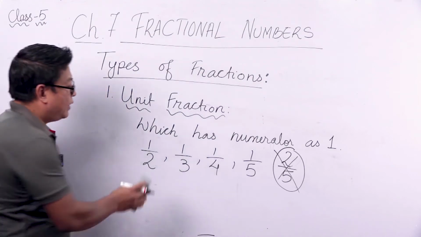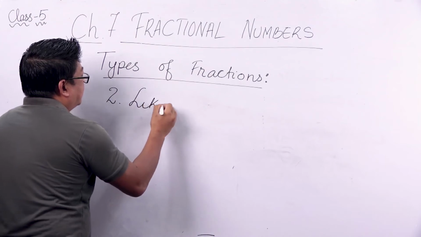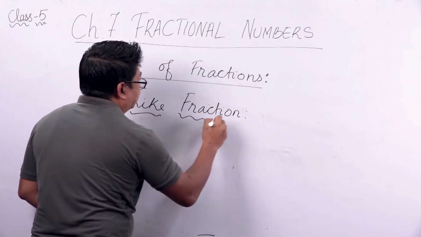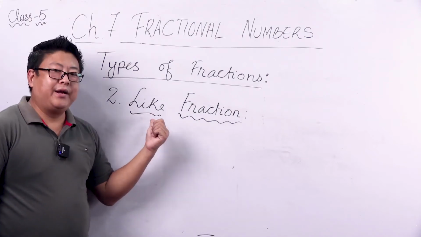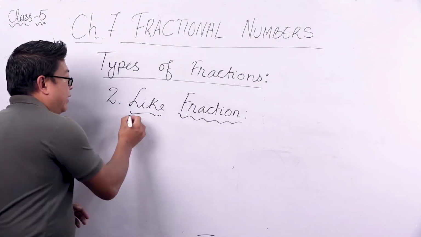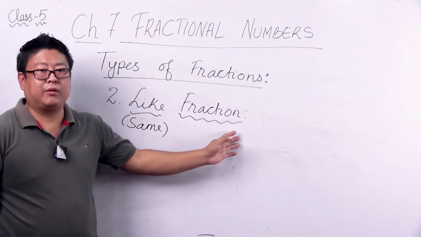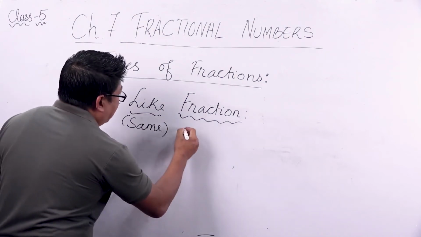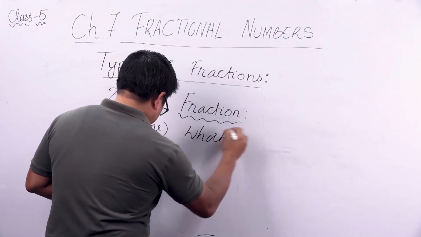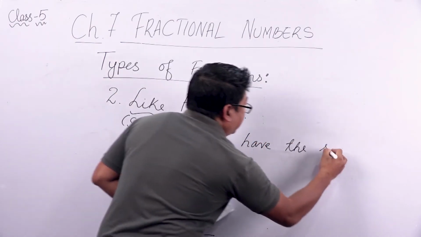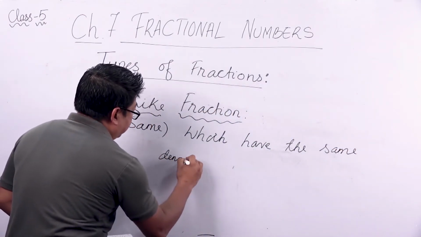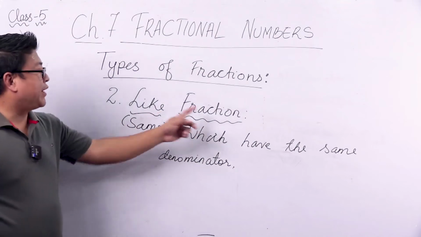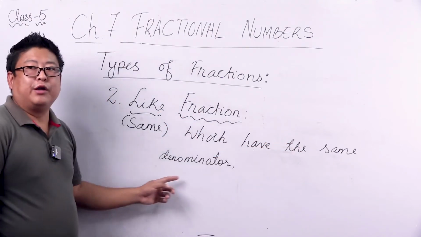Okay, children? Now let's look at the next type. The next one is like fraction. Now, like, here we are talking about same, okay? This like can also be considered the same fraction, all right? So this same fraction, what are these same fractions? Like fractions are those fractions which have the same denominator. So, like fractions are those fractions which have the same denominator, okay?